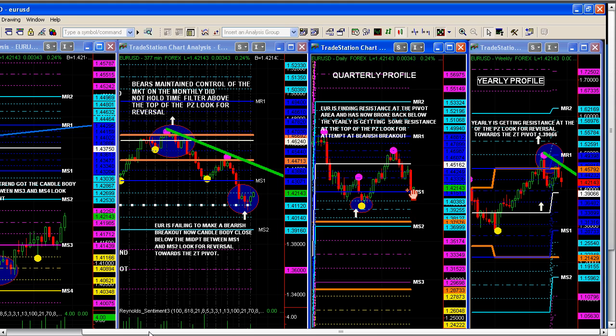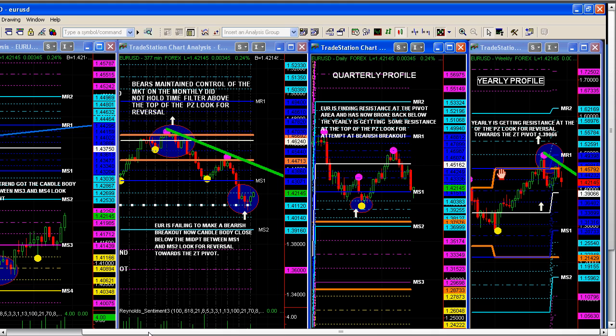we can begin selling it as it's attempting to make a bearish breakout on the quarter, which we look for it to head down towards MS1, and we look for a candle body close below the midpoint between MS1 and MS2. So right now it's attempting to make a bearish breakout on the quarter, which corresponds with that resistance off the top of the PZ and the selling action.